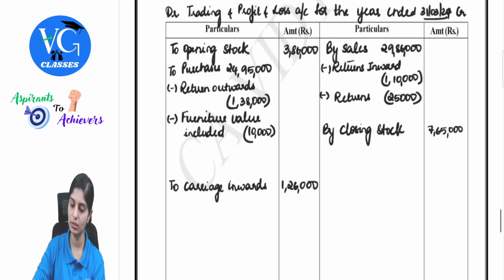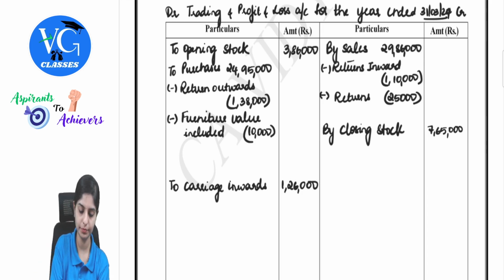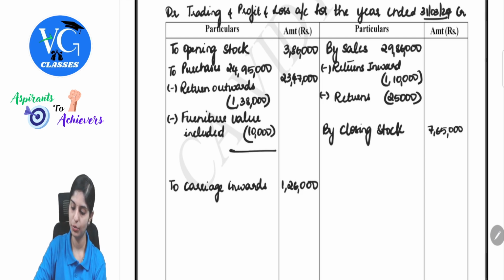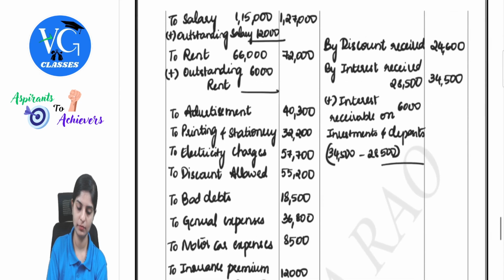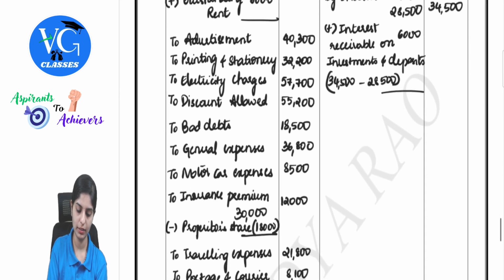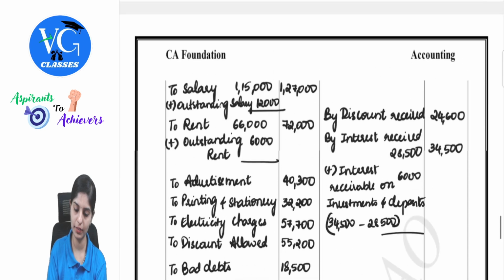So first let's close. First record those items which need to be entered from the inner column to the outer column. 1,38,000 minus 10,000. 23,47,000. 29,86 minus 1,10,000 minus 25. This is 28,51,000. All entered here. Yes.